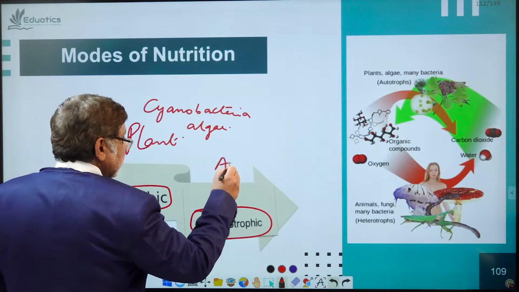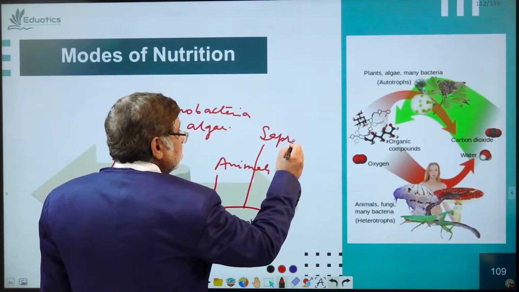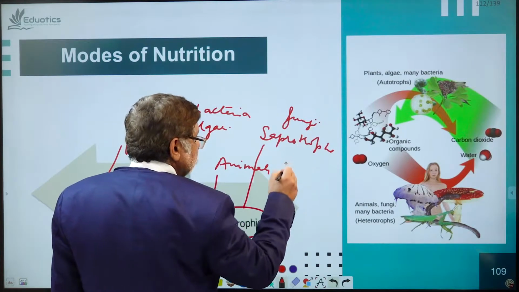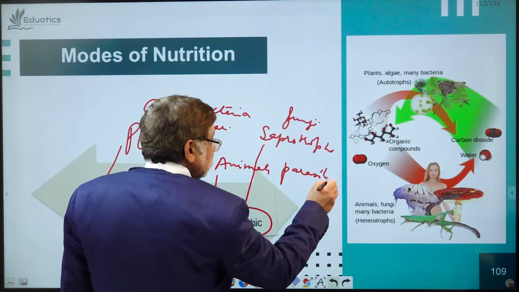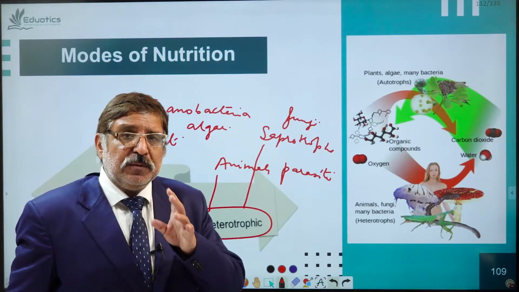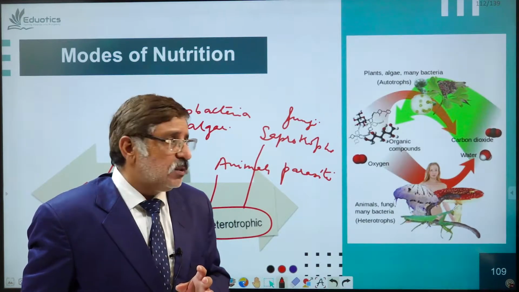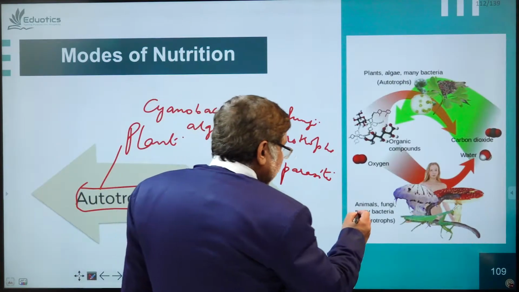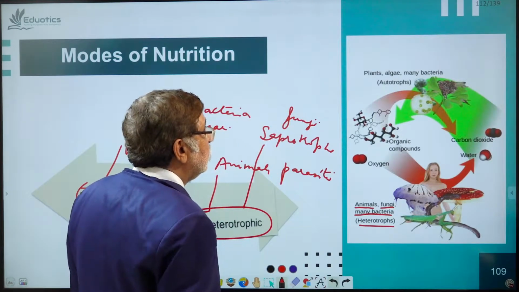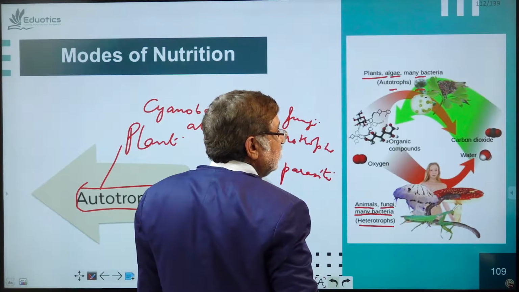Heterotrophs: animals. In this we also include saprotrophs, fungi. We also include parasites. Meaning, in heterotrophs, the living being will not produce its own food. It will obtain food from some or the other source. So it's very clearly given. Animals, fungi and many bacteria are heterotrophs, whereas plants, algae, and bacteria like cyanobacteria are autotrophs.